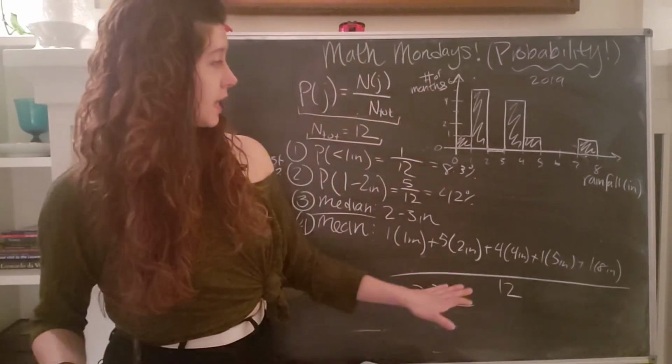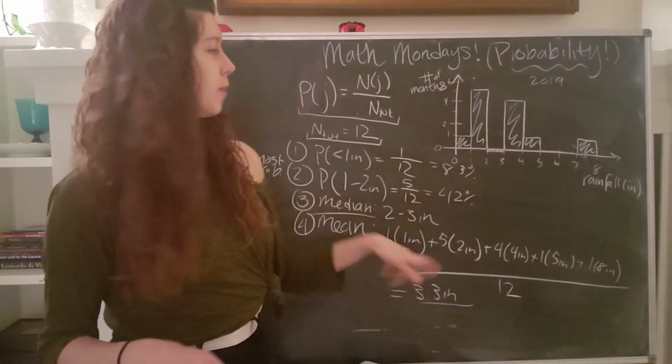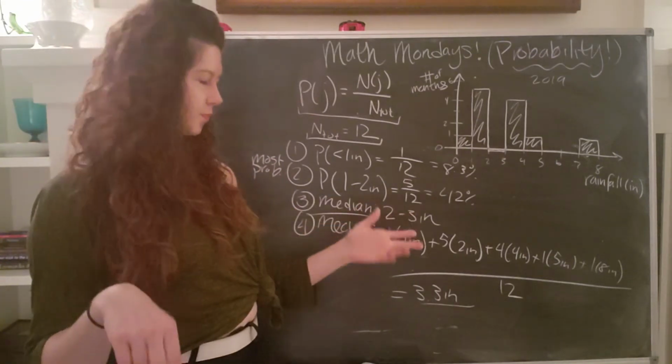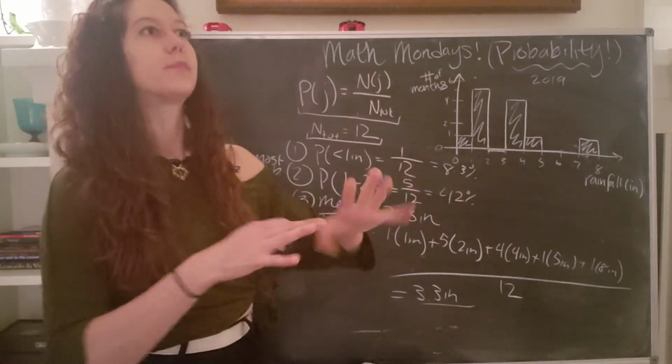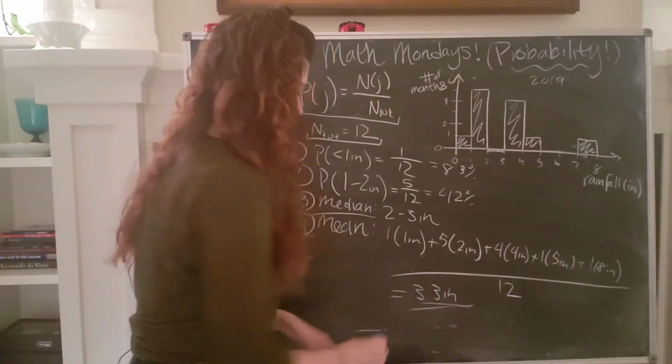So a quick aside, the reason why I'm doing this is just because I plotted in bins. A more accurate way to do this would just be to go back to the actual data set and then say, count up the number of months, count up the average rainfall and then just divide by 12. But it'll probably give you something close to that.